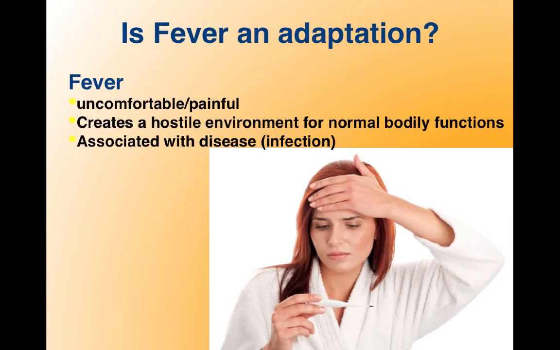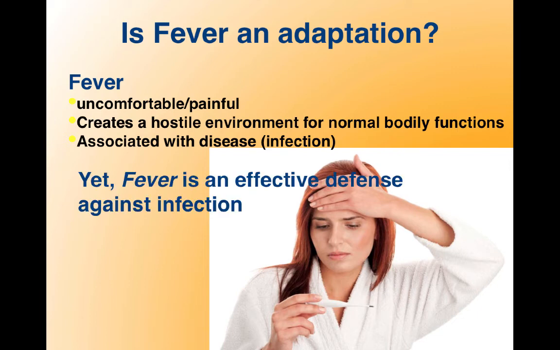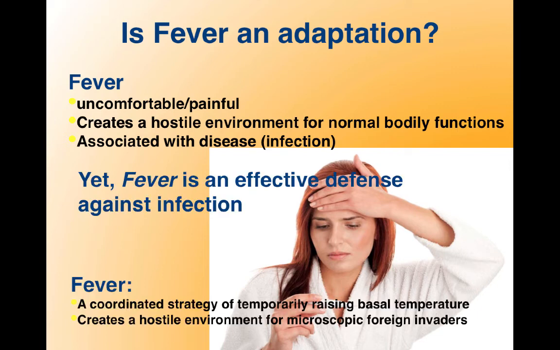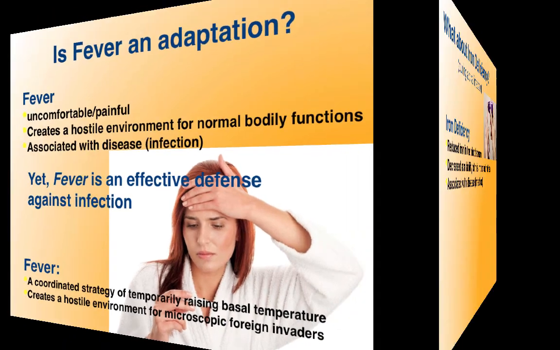Is fever an adaptation? Well, in many ways, fever seems like a defect. Fever is uncomfortable and painful, it creates a hostile environment for normal bodily functions, and it's associated with disease, such as infection. Yet fever is an effective defense against infection. In fact, fever is a coordinated strategy of temporarily raising the basal temperature, creating a hostile environment for microscopic foreign invaders.